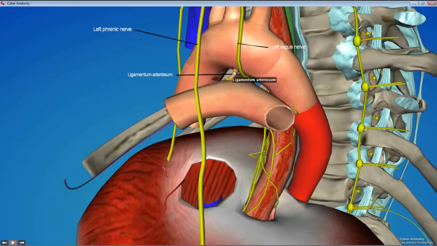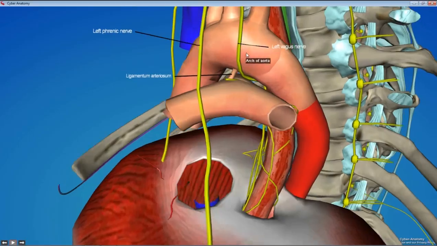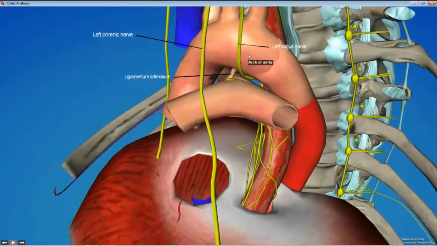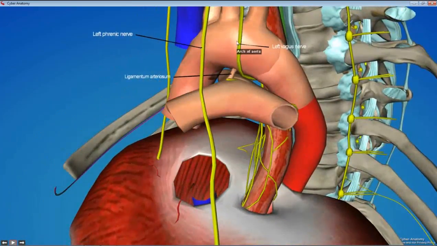And then if you look just behind there, there's a pretty large nerve, should be on the lateral surface of the arch of the aorta. That's the left vagus nerve. And you shouldn't have any trouble finding that if you just strip away the membrane that's covering that aorta.